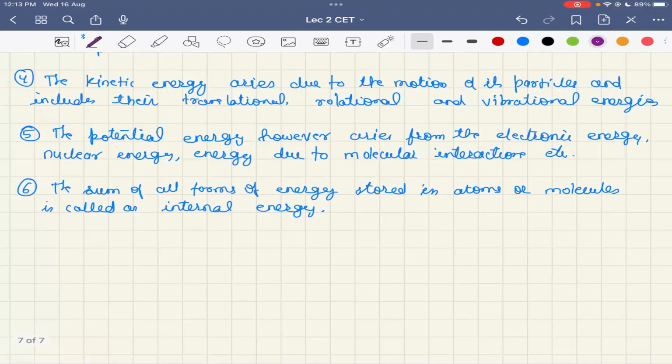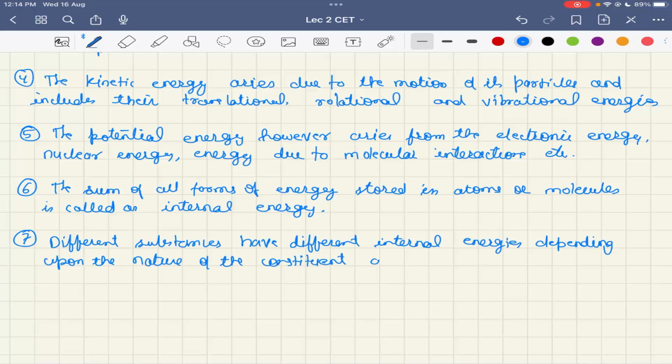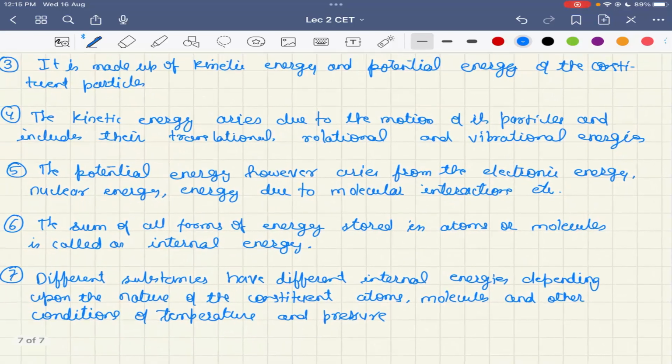Right? So, let us write this down. Different substances have different internal energies depending upon the nature of the constituent atoms or molecules, and other conditions of temperature and pressure.